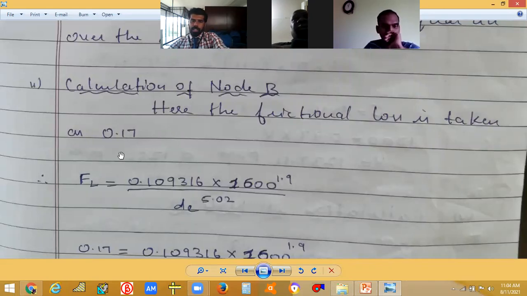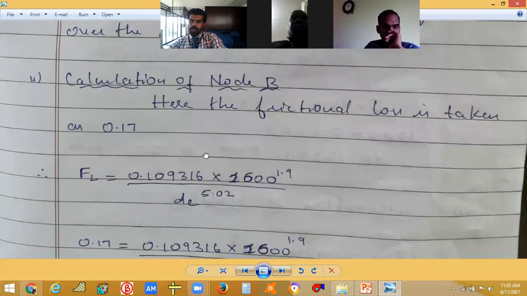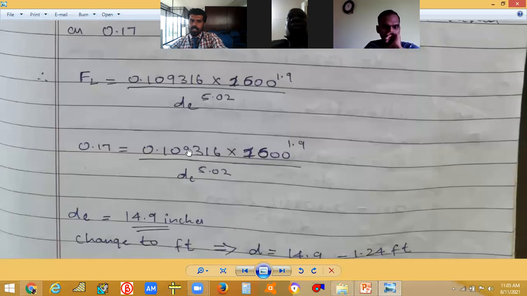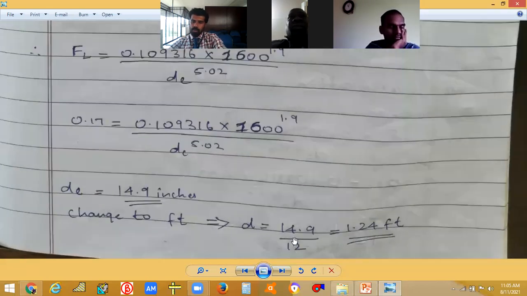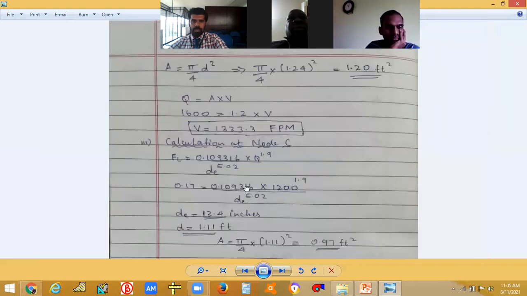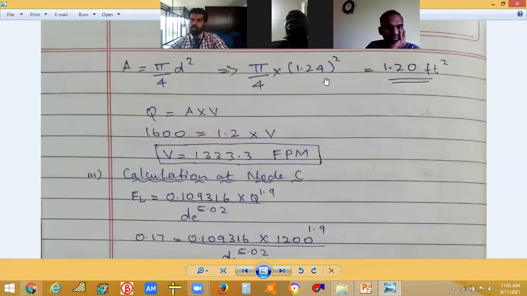Initially equate this in the first equation or the second equation. You already got 0.17 as the friction loss. So give the 0.17 in this equation and you get the d value. You get d in inches, so in order to convert into feet, you just divide by 12. So you will be getting diameter in feet. When you get diameter in feet, easily you could find the area, pi by 4 d square. So you got area. When you get area, you could find the velocity also. Now you are reversing it.